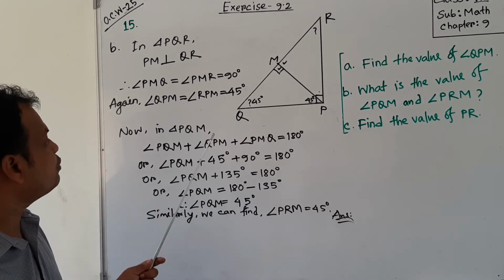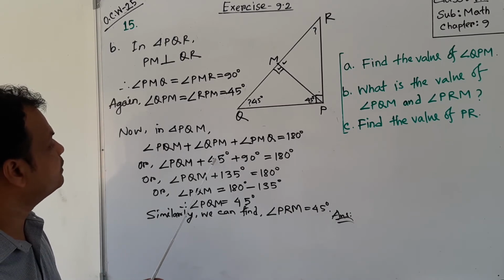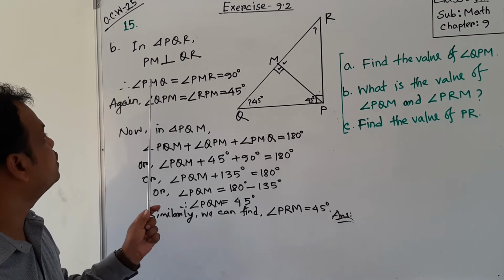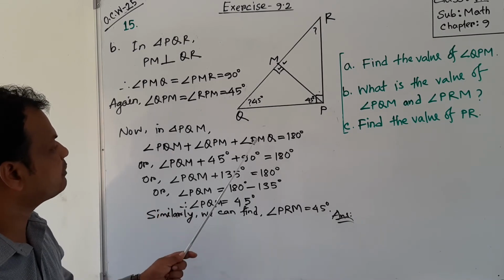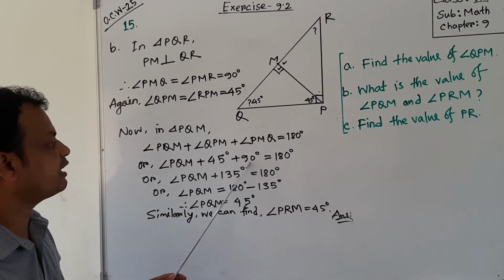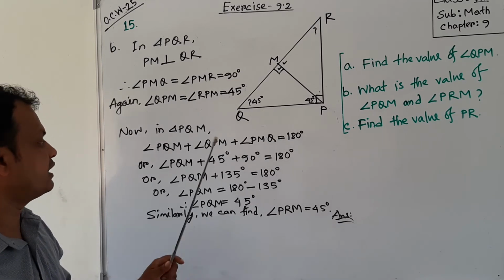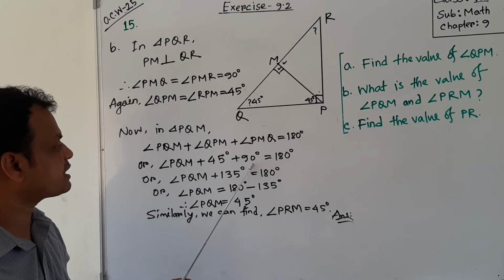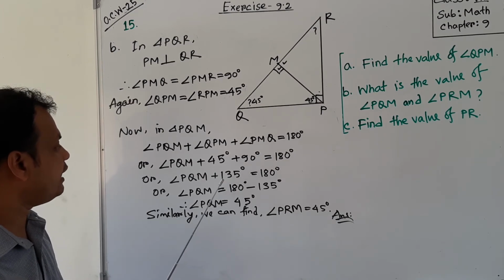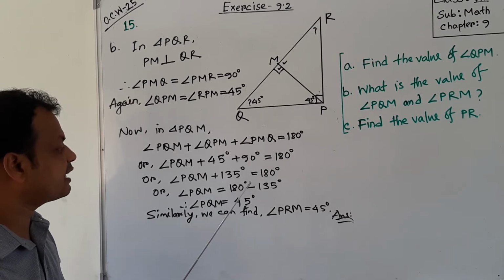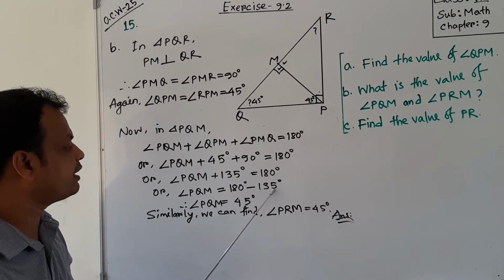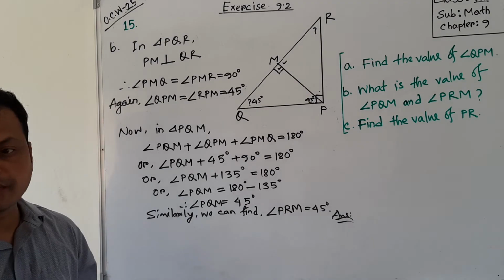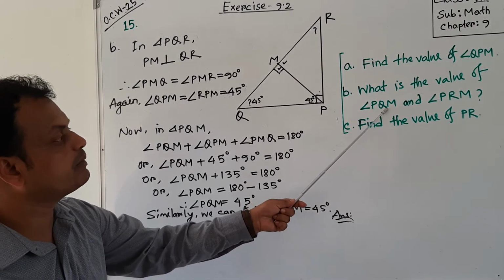Now we put the value of QPM, QPM equals 45 degrees, and PMQ equals 90 degrees, equals 180 degrees. Now the two angles, 45 degrees plus 90 degrees, will be 135 degrees. Then changing sides, it will be 180 minus 135. Then we have got angle PQM equals 45 degrees.